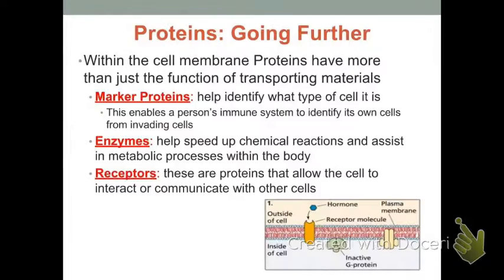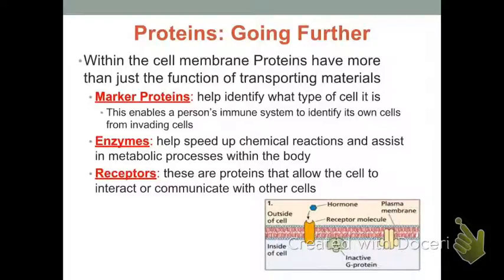And then going further with the cell membranes, proteins have more than just the function of transporting materials. There's 3 other things that the proteins can do. Proteins are marker proteins, so they help identify what type of cell it is, and this enables a person's immune system to identify its own cells from invading cells, which is really important. And that's also why it's hard to fight some of the viruses that we have, because some of those viruses pretend like they're our own cells, so it's hard for our immune system to go find them.